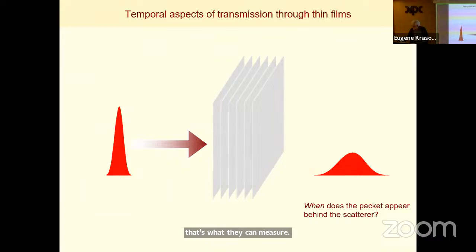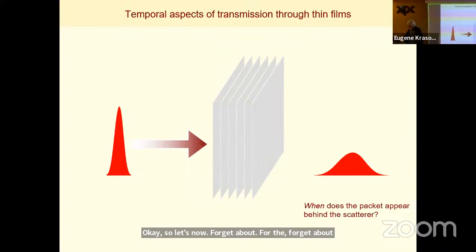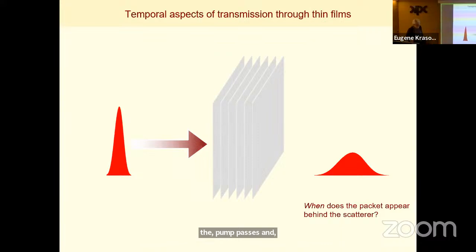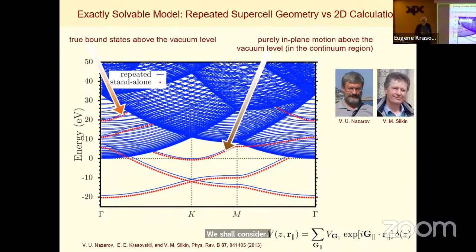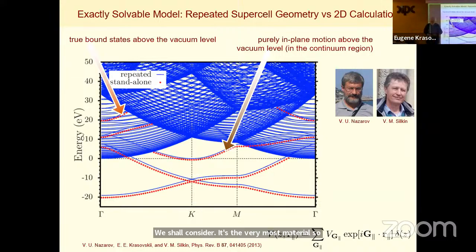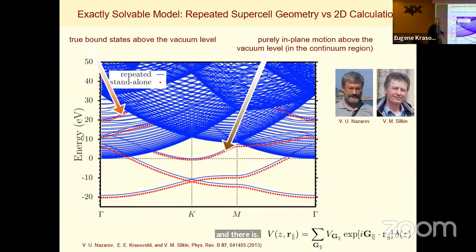Okay, so let's now forget about photoemission, forget about the pump pulses and excitation, and consider pure scattering. We shall consider graphene. It's a very famous material, so everybody knows what its construction looks like. And there is one interesting point. Not the Dirac state, but the localized states above the vacuum.